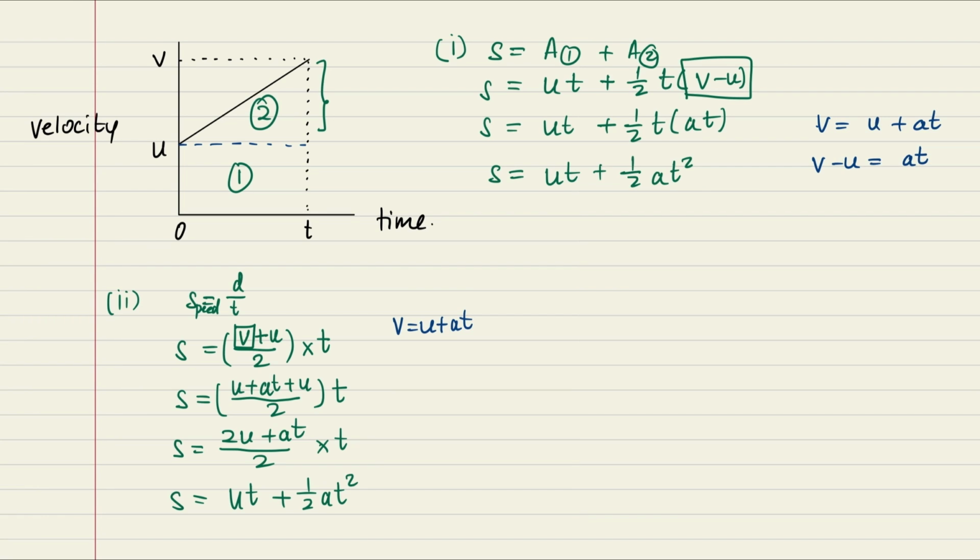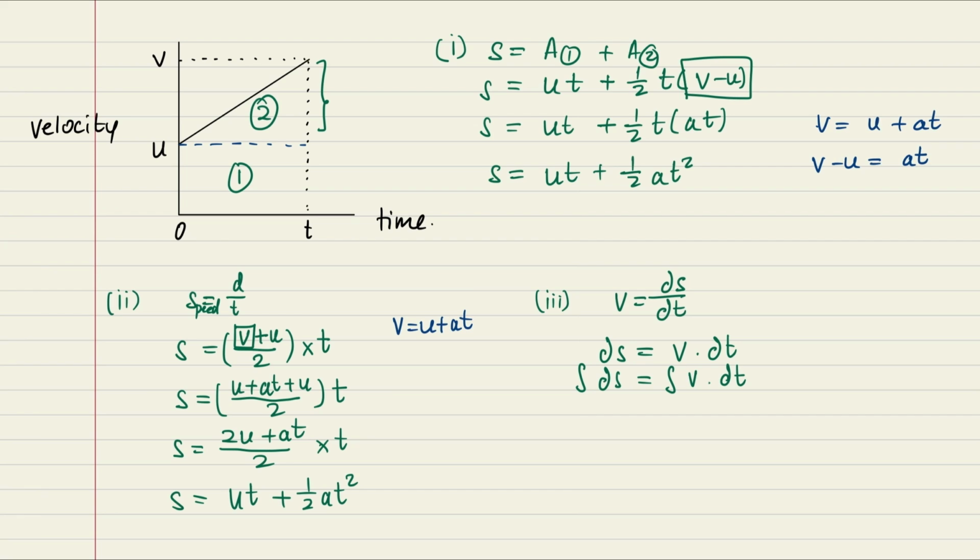And the last way is by using integration. So that's the third method. Well, we know that velocity is equal to the change in the distance or displacement divided by the change in time. Now we can rearrange this. We can say that the change in distance is equal to velocity multiplied by the change in time. Now we can take the integral of both sides. So the integral of ds is going to equal the integral of v dt.